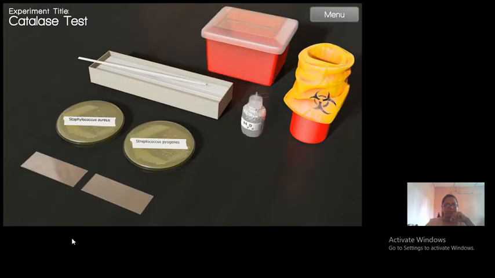So this is the setup. You can see this red box over here. This red box is a discard jar for the slides. You have glass slides over here. After we use these slides, we are going to dispose of them into this sharps container or discard jar. And we have this dustbin with the yellow colored bag on it, which is for the microbiological waste that is going to be generated.